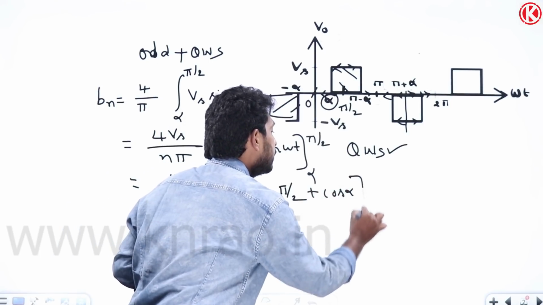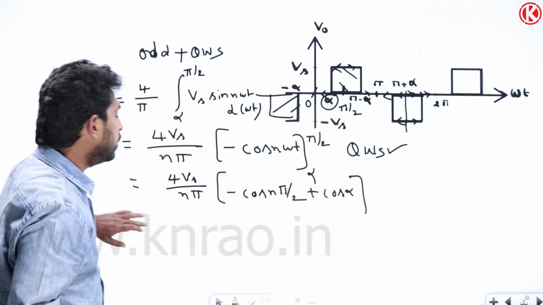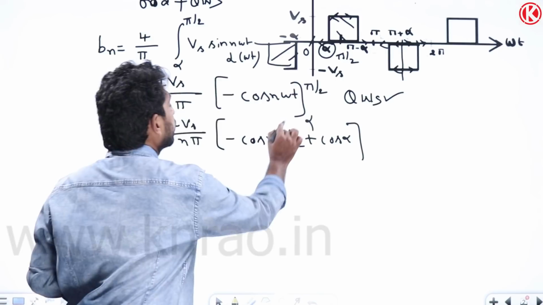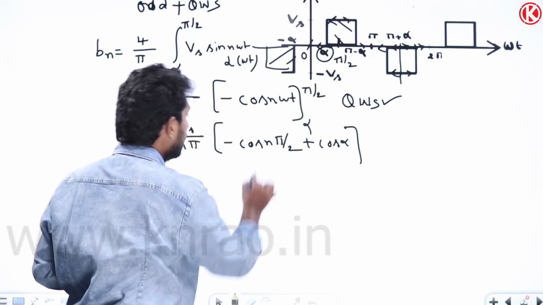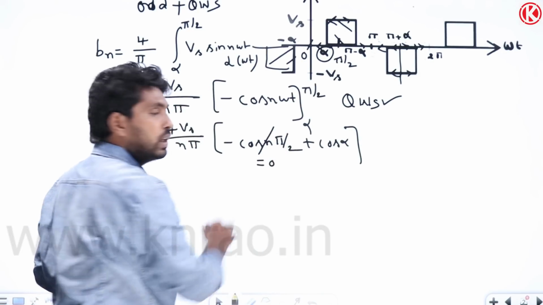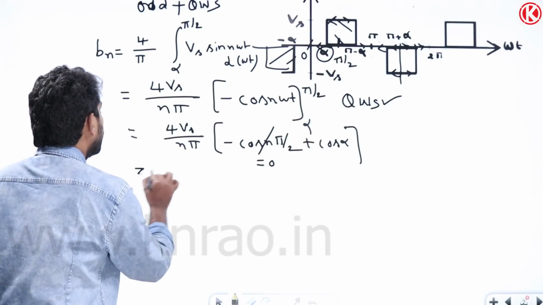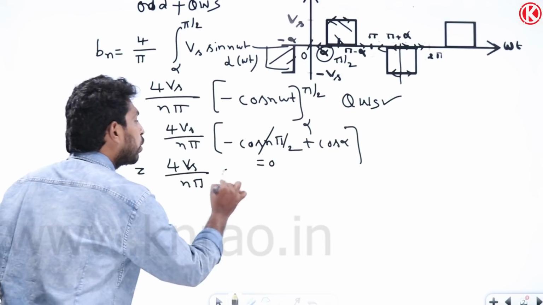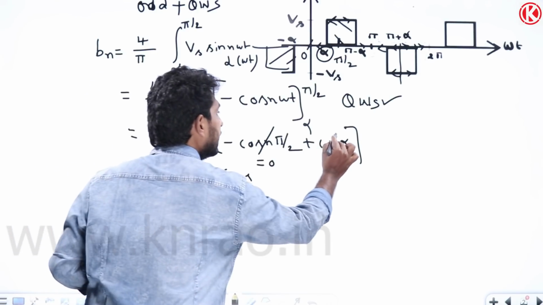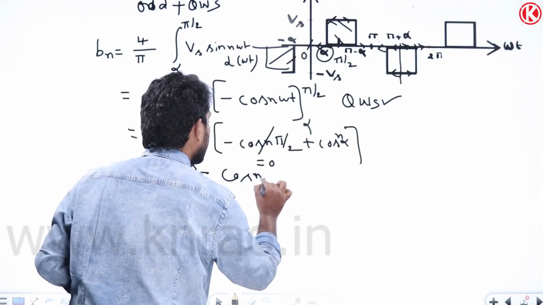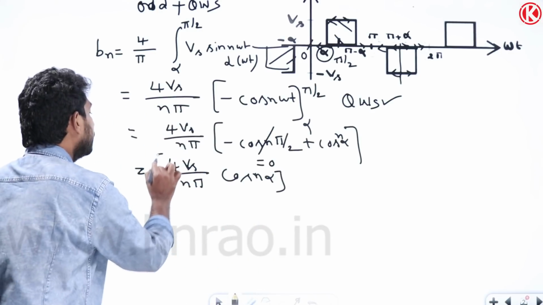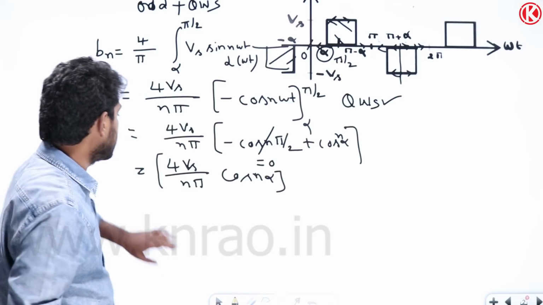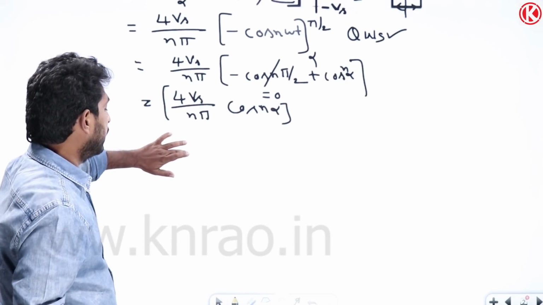As we've seen before, the even harmonics are 0 because of quarter wave symmetry, so cos n pi by 2 will become 0. So the Bn value here is 4 Vs by n pi into cos n alpha. So we got the Bn value. If you know the Bn value, you can write the Fourier series expression.